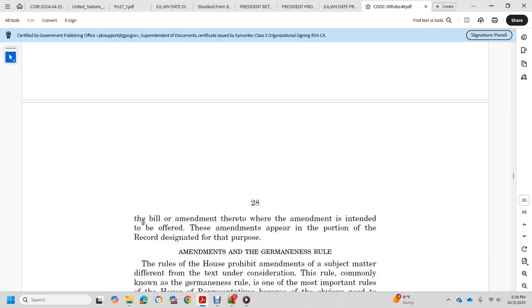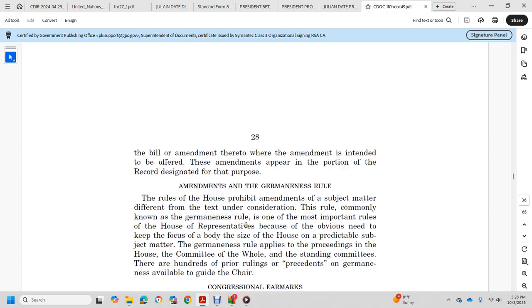The amendment must appear in the portion of the record designated for the purpose of amendment. The germaneness rule of the House prohibits an amendment whose subject matter differs from the text under consideration. This is commonly known as the germaneness rule, one of the most important rules of the House, because of the obvious need to keep the focus of the body on the predictable subject matter. The germaneness rule applies in proceedings of the House and of the Committee of the Whole.